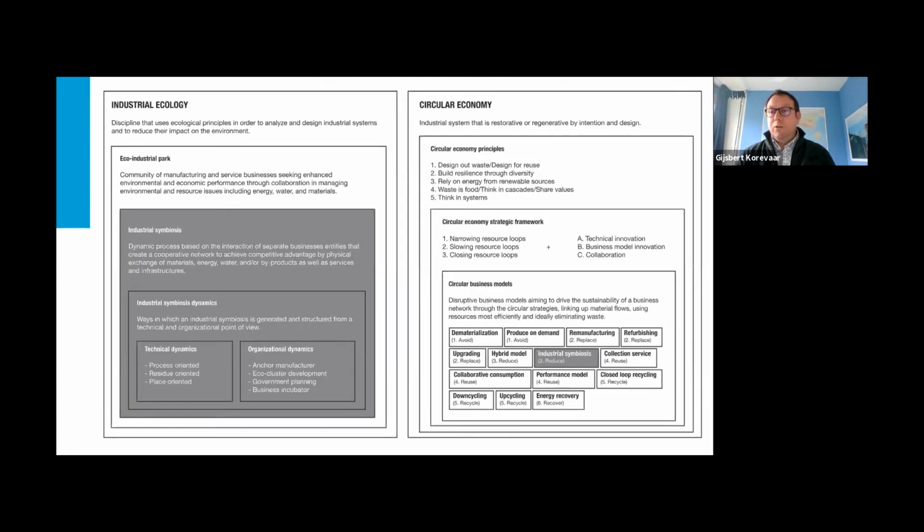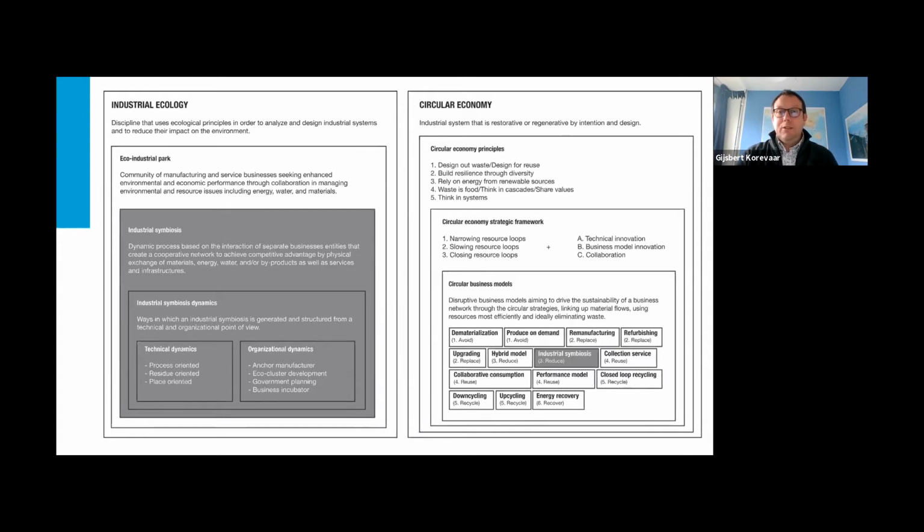Now, I would like to close with this slide. If you see this slide, then on the left side you see industrial ecology. And part of industrial ecology is industrial symbiosis. That is the idea that companies at one location exchange material with each other, and in that way increase the eco-efficiency and become more eco-effective.